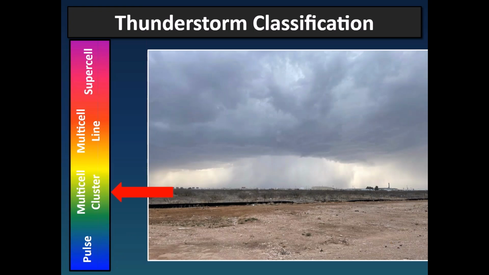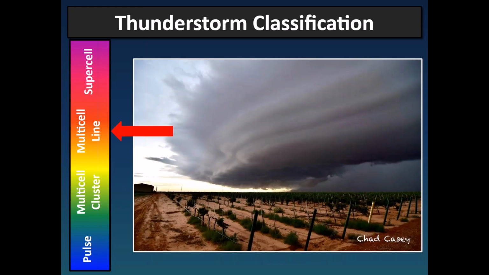Multi-cell cluster: you might have several of those little pulse type storms in a loosely organized line, something like this. So you can see a little bit bigger of an updraft, a little bit bigger of a downdraft. You can see it's not immediately raining into the updraft, and if you look towards the left and towards the right of the image, there might be other updrafts in the area. So again, a bunch of those pulse type thunderstorms in different stages of development ongoing at the same time.